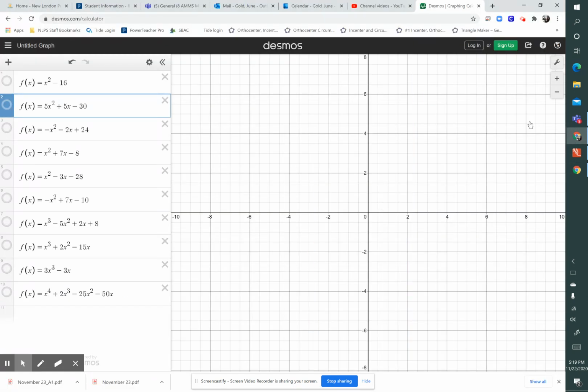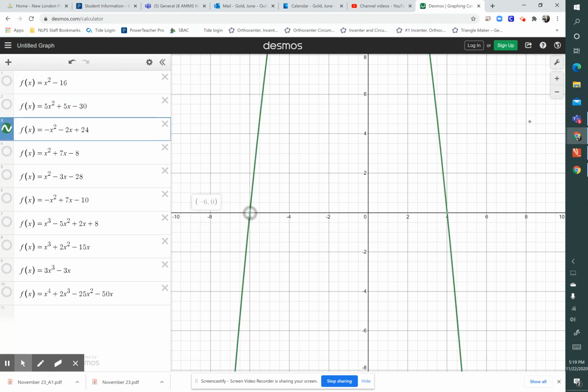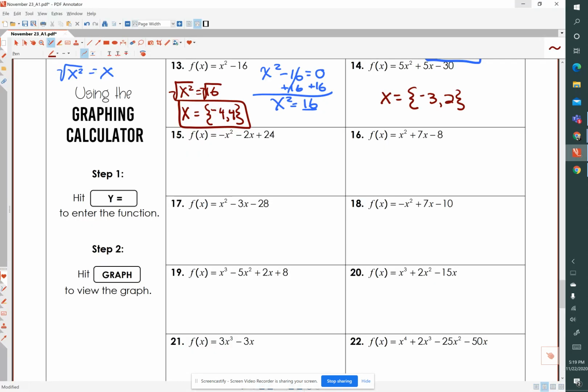Okay, let's turn on the next one, which is number 15, x squared minus 2x plus 24. And we have a zero at, let me get exactly on it, -6. And we have a zero at 4. So x equals -6 and 4.